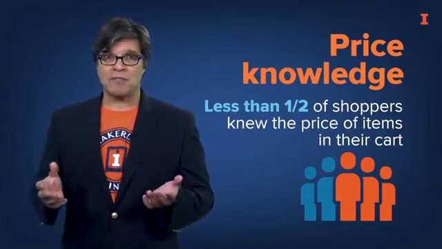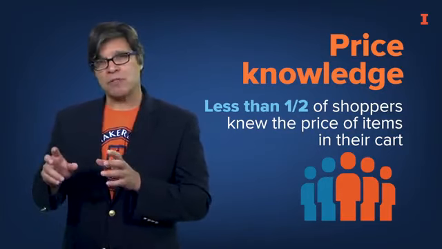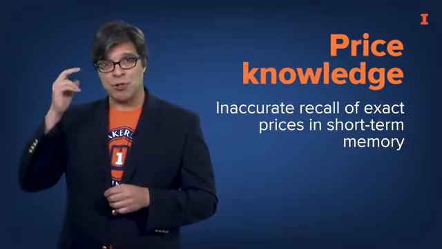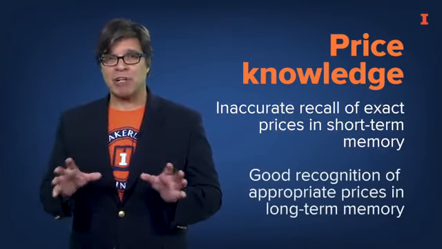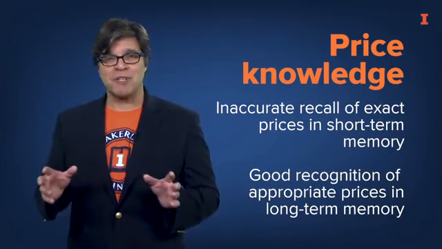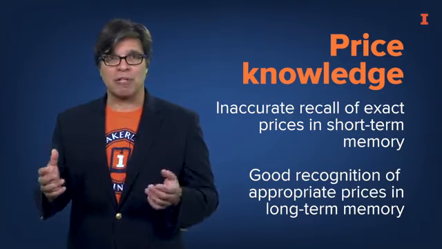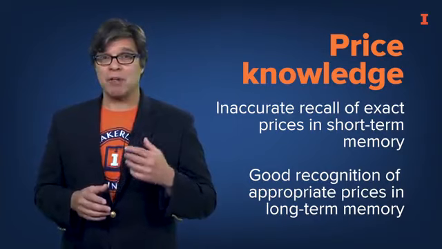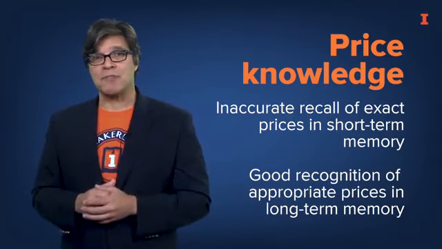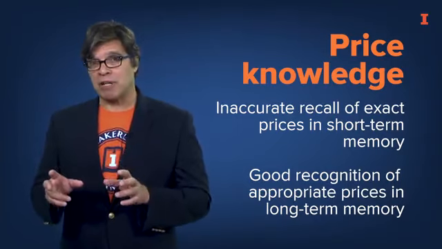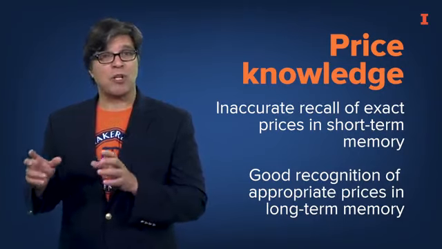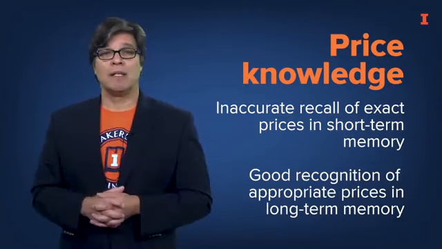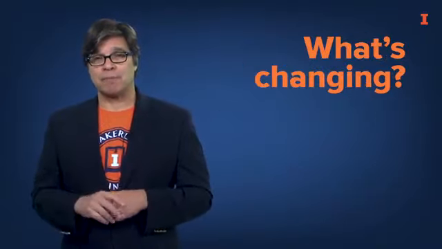Subsequent research has found that although most consumers don't have very accurate recall of exact prices in short-term memory, they have pretty good recognition of appropriate prices in their long-term memory. In other words, although most consumers can't say how much something cost when asked to name its price, when they see a price of a product, they can tell if that price is close to the one they're used to seeing or paying. Now, what's changing?